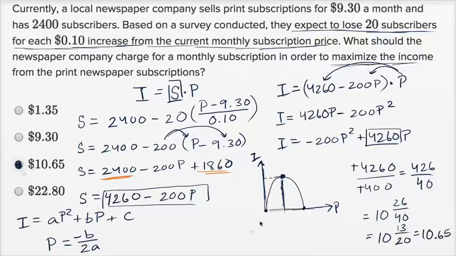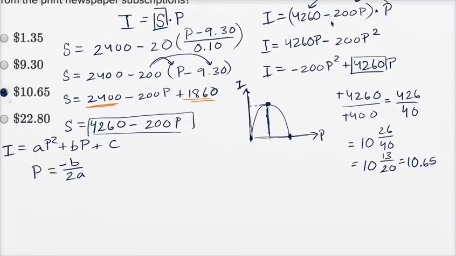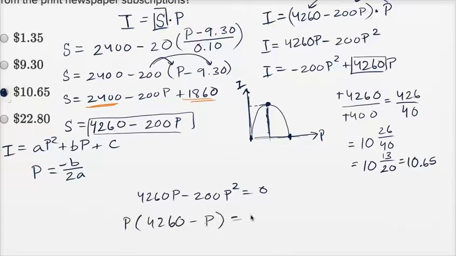Another way we could have done it is we could figure out, well, what are the p-values that get us to 0 income? And then the one that's halfway in between those two is going to be where we hit our maximum. Halfway between your two roots is when you hit the maximum point. So that's another way that you could tackle that. And you could do that just by looking at the original one. You could say, well, when does this thing equal 0? So you could say, when does 4260p minus 200p squared equal 0? And since you have no constant term, you could just factor out a p. So you can say p times (4260 minus 200p) is equal to 0.